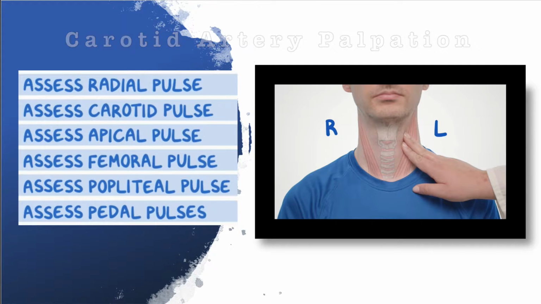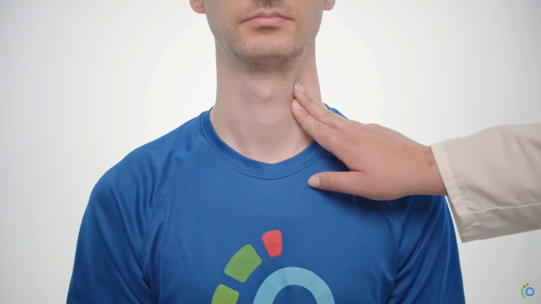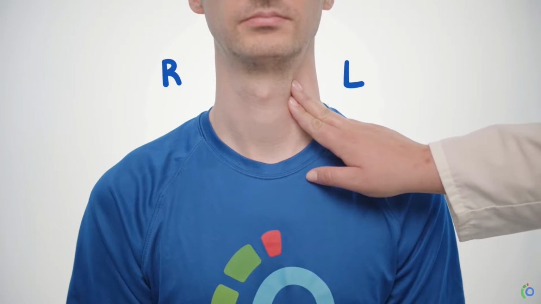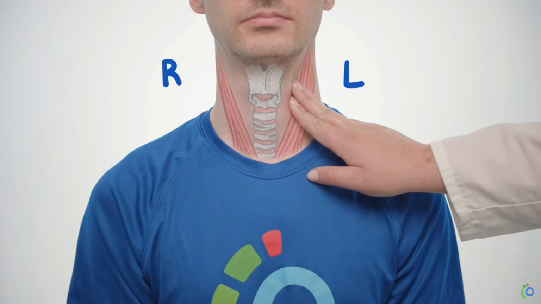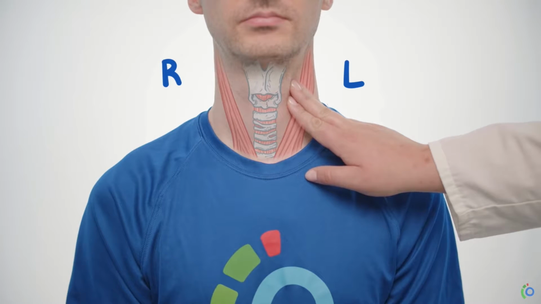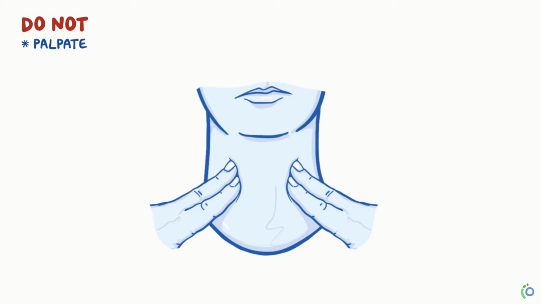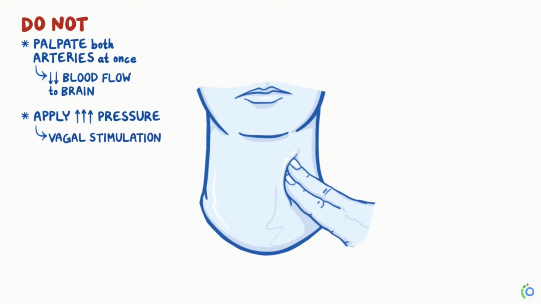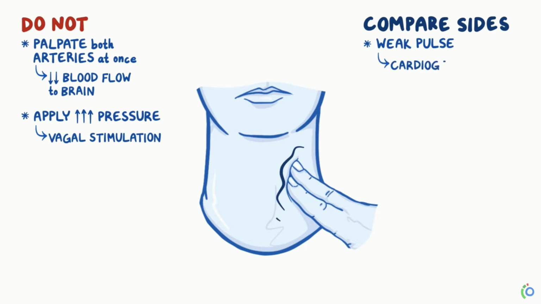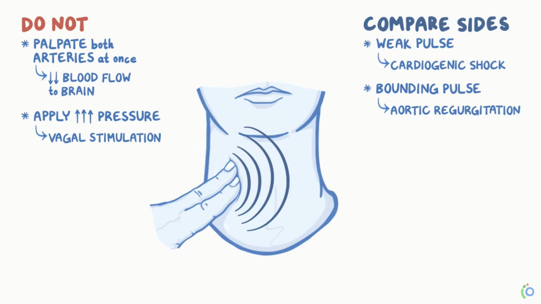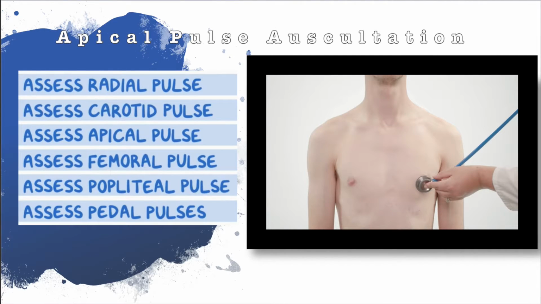Carotid artery palpation. When palpating the carotid artery, you want to select either the left or the right side. You do not want to palpate both sides bilaterally simultaneously. This can cause harm to the patient. This can cause decreased blood flow to the brain. It can also increase pressure, causing a vagal stimulation. If the pulses are weak, this could be cardiogenic shock, and if they're strong, it could be aortic regurgitation.